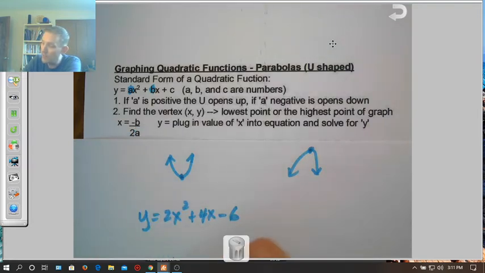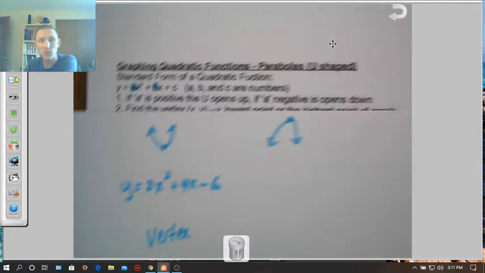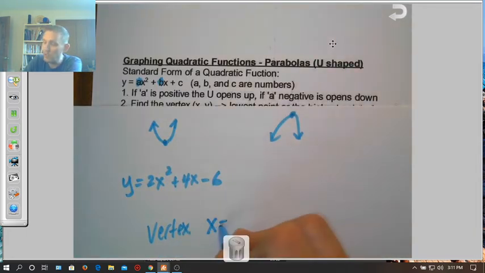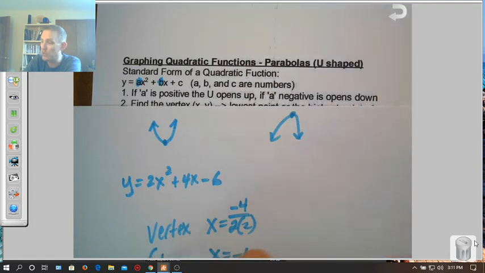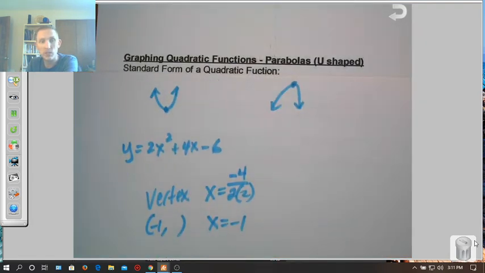So if I'm finding the vertex, I am going to say, okay, the x value is going to be the opposite of B, so negative 4 over 2 times A, which is 2. Well, that's going to become negative 4 over 4. And negative 4 over 4 means the x value is negative 1. So for my vertex, the x value is negative 1. Right. And we're going to do an example from start to finish.